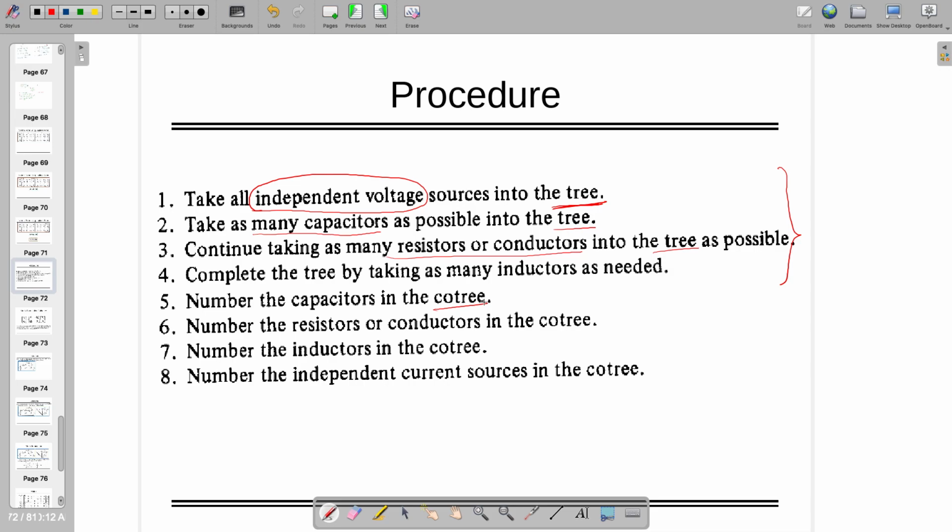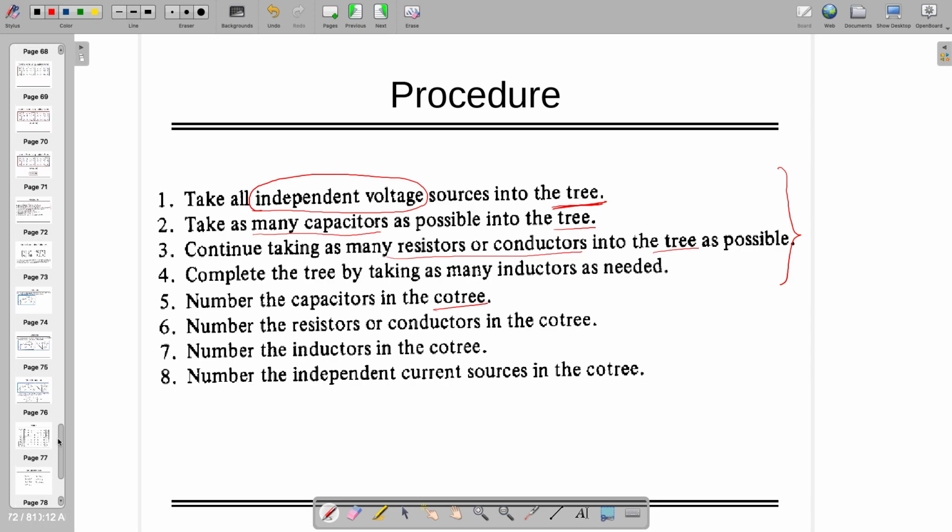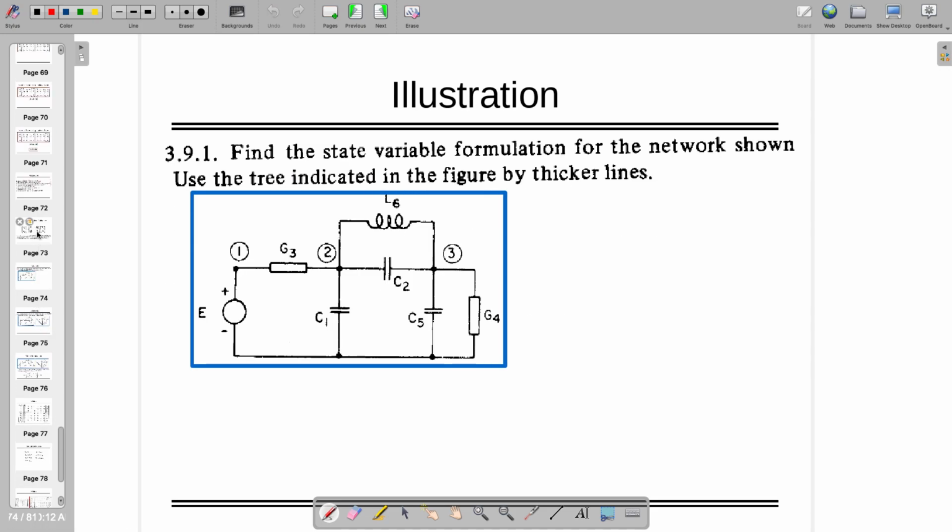So the procedure which has been given by this book may be boring, but when we are doing this it will be easier by looking at this network. So this is problem number 3.9.1 which has been taken from the book by Ziri Vlack. What we need to do is find the state variable formulation for the network shown in the figure, and use the tree indicated in the figure by thicker lines, while the others will be the lighter ones.